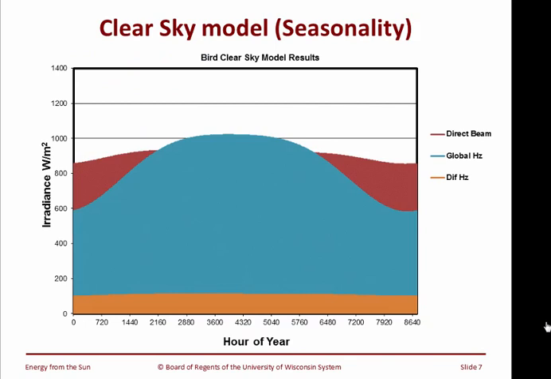This slide shows the clear sky model demonstrating seasonality. If we look at the global horizontal area, which is the blue area, we see that the total irradiance peaks in the summertime at around 1,000 watts per square meter and has a minimum in the wintertime of around 600 watts per square meter. The diffuse horizontal, which is a component of the global, is more or less constant under clear sky conditions at around 100 watts per square meter for this location. The red area is the direct beam, which again is used for concentrating applications and not for flat plane PV applications.